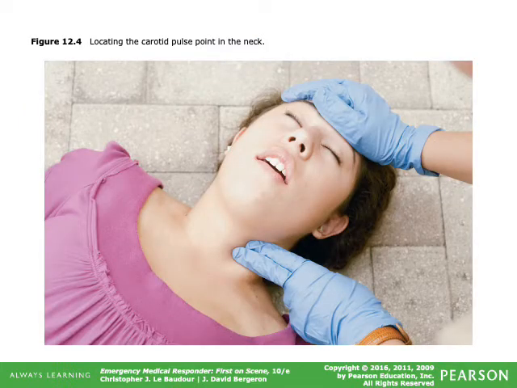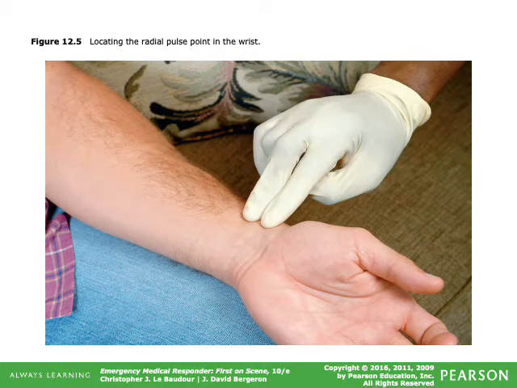All right, so this is an image of locating the carotid pulse point on the neck. We will go over that in class. Just note where his fingers are pressed. This is again something we'll do in class, but this is how you locate the radial pulse.